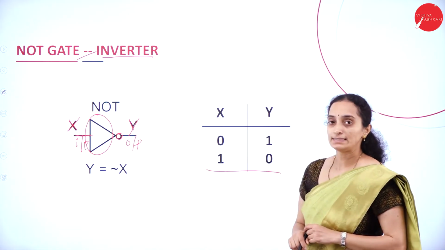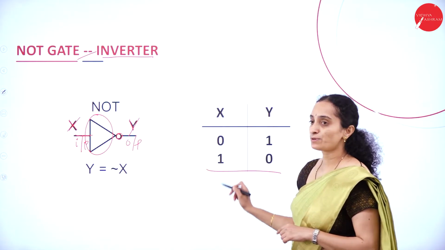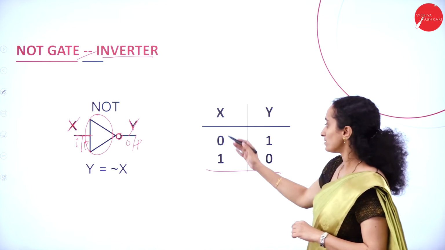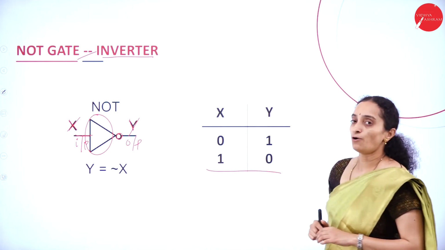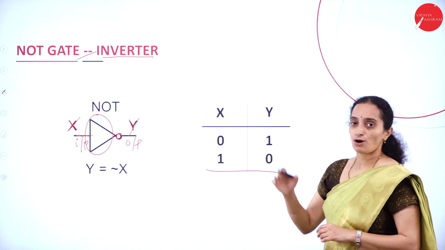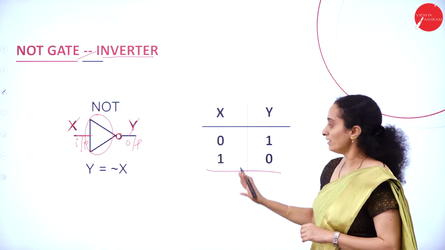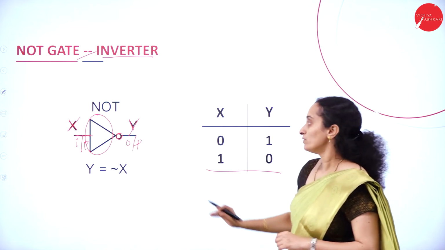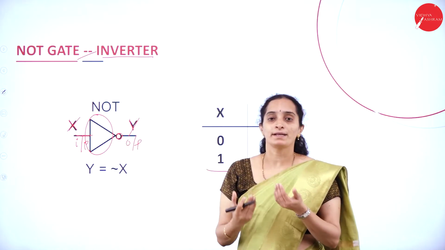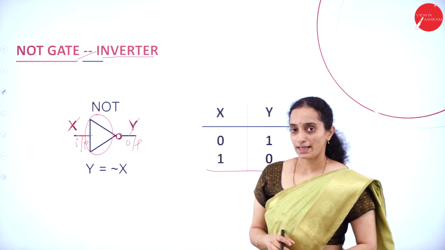You can use the table here. The table has only one input. One input can have only two values, either 0 or 1, isn't it? So the output will be the invert of this. If the input is 0, the output will be 1. If the input is 1, the output will be 0. So the NOT gate is complementing the input. The output will be the complement of the input.